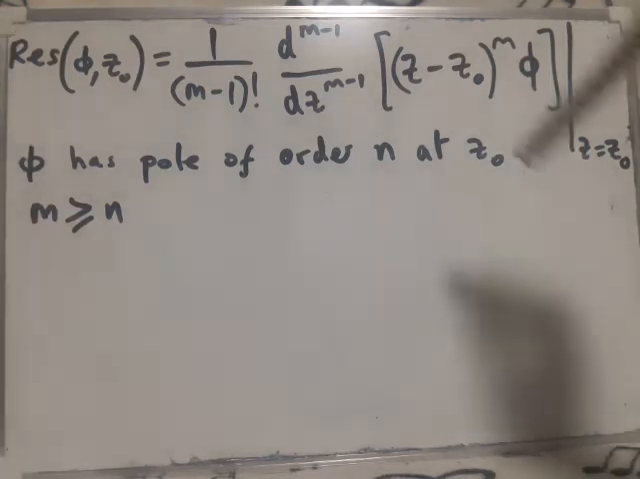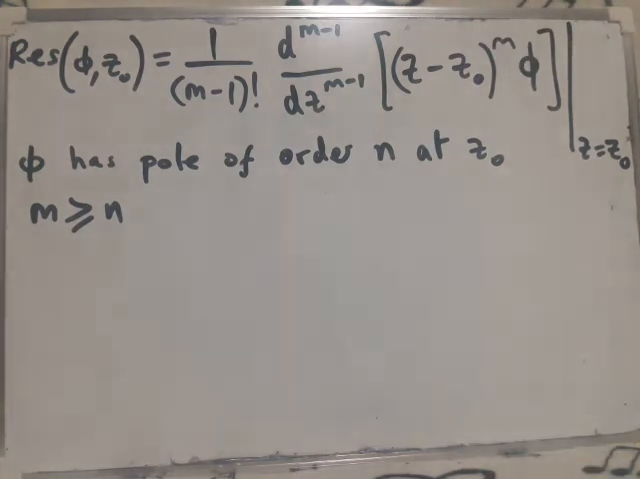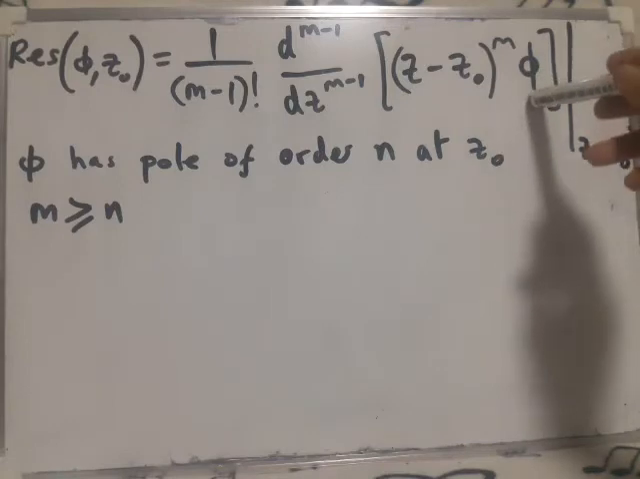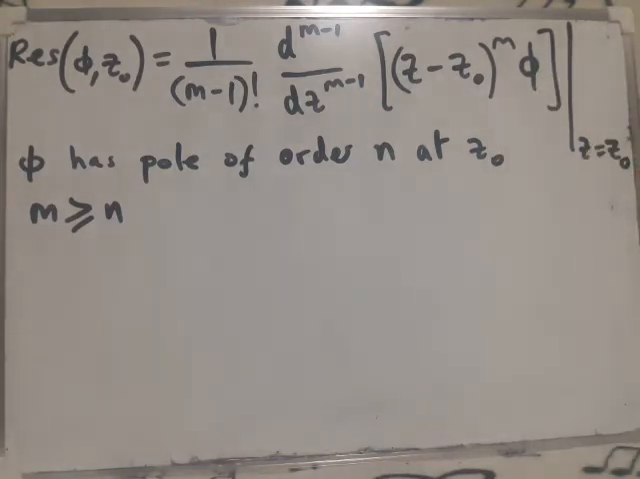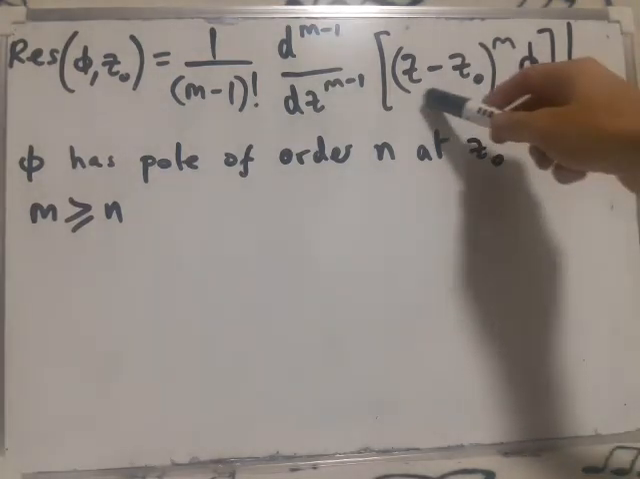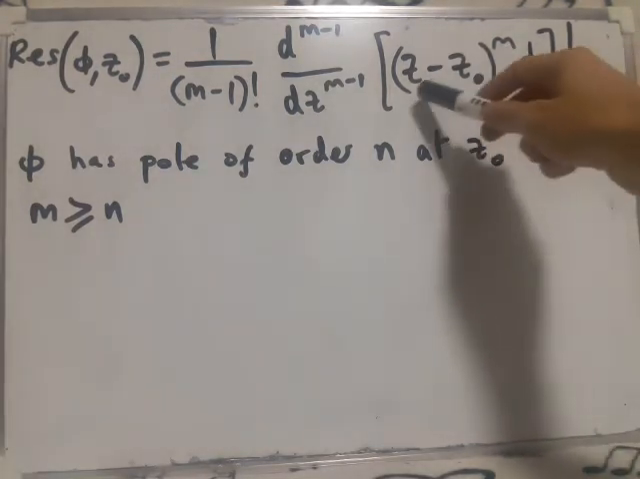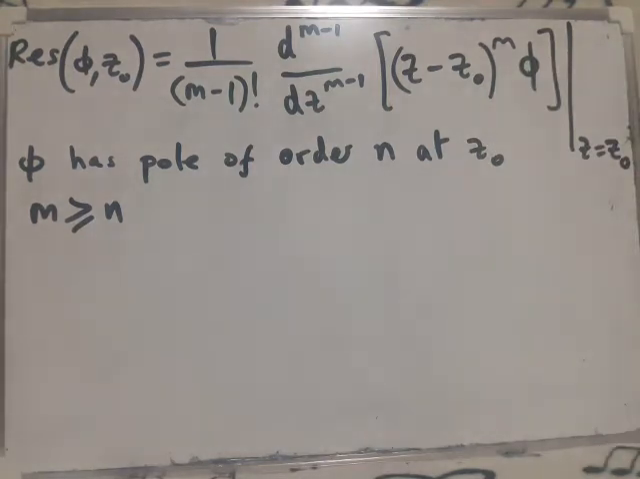Obviously, since you have to differentiate m minus 1 times, you would normally choose m to be equal to n, but there are occasions when it really depends what phi is. If phi looks like it would be easier to differentiate if you multiply by a higher power of z minus z naught, then yes, you can choose m to be anything larger than or equal to n.